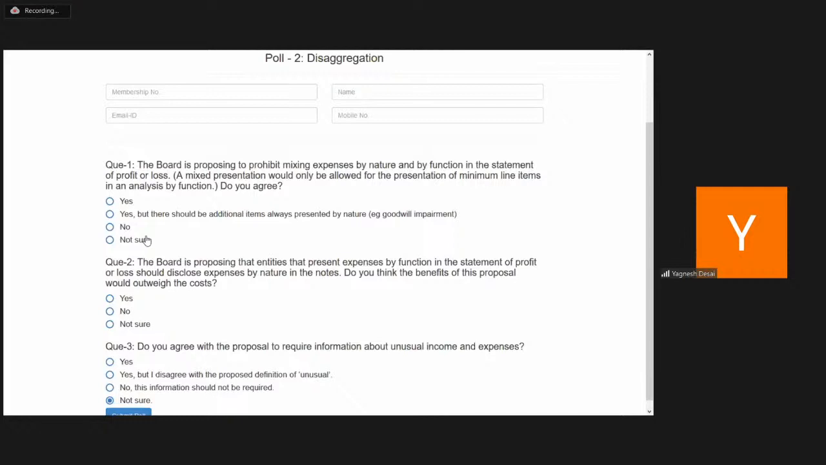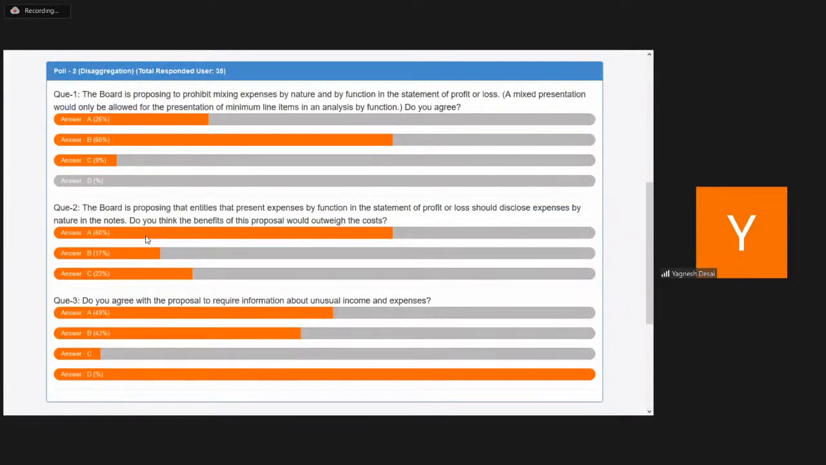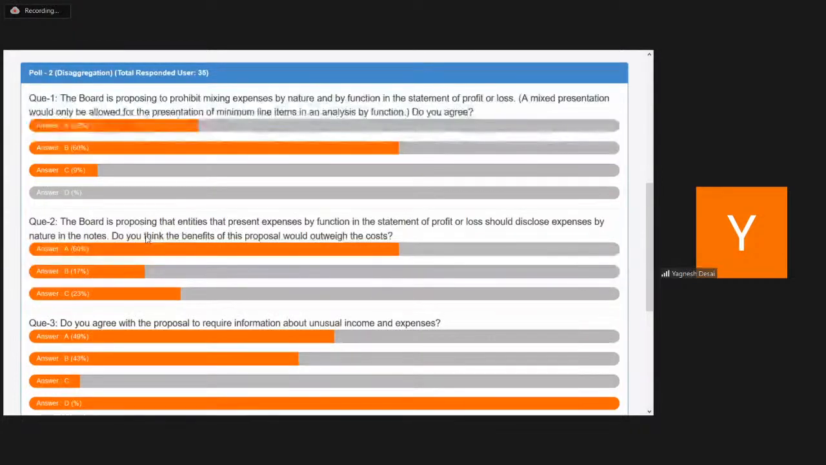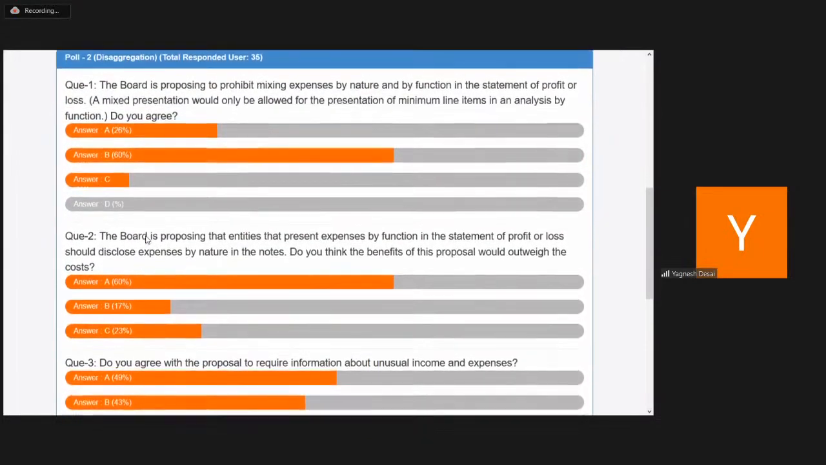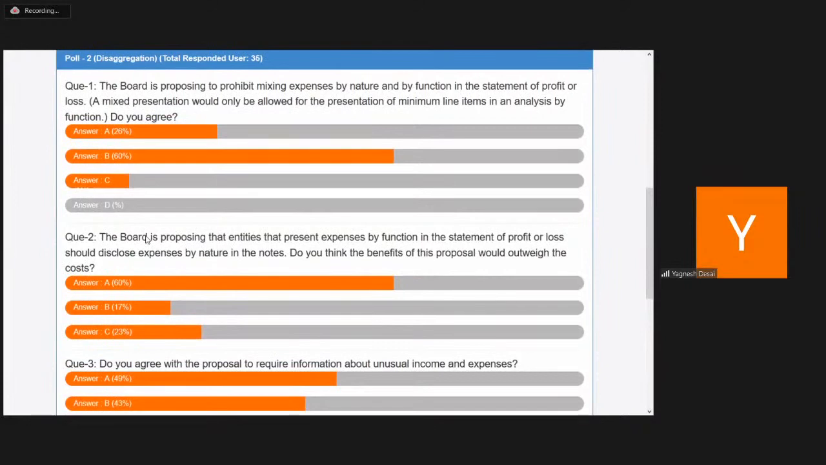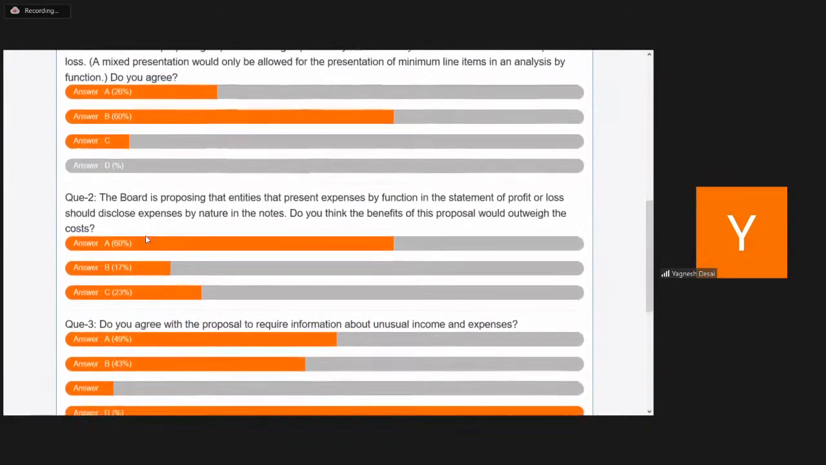Devang. Okay, 60% is proposed entities present expenses by function. This is the same as the present condition, that you present the item as per the function, and then give the details as per the nature in the notes to accounts. I think, Sanjeev, this is the present prevalent practice, and people tend to agree with that. They want to continue with it.